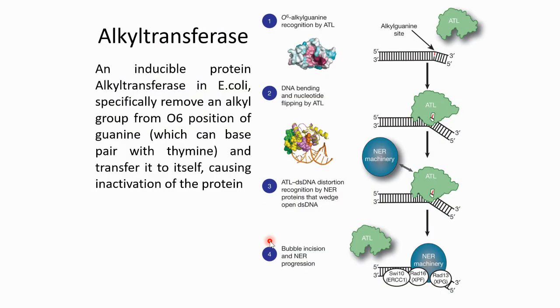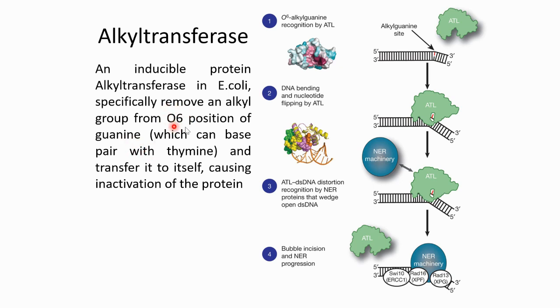Then the last repair mechanism is the alkyltransferase mechanism. Sometimes an alkyl group is attached at the O6 position of the guanine, and thereby it can change the base pairing property of the guanine, because normally guanine binds with the cytosine, but sometimes because of the alkyl group present at the O6 position, this guanine can bind with the thymine also. So this can create a mismatched base in the DNA, and that should be removed.